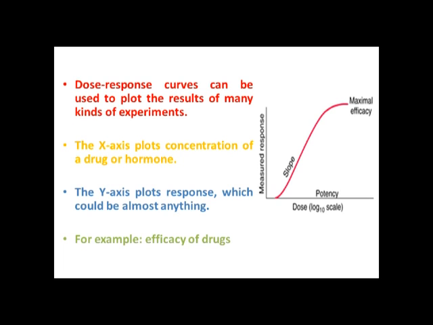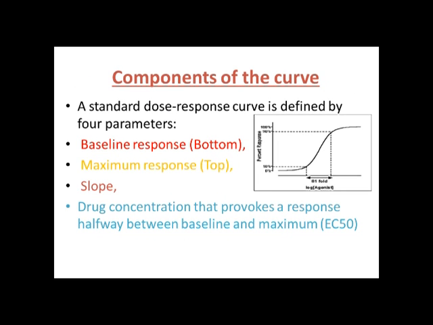Now this curve here has a logarithmic scale, this is the percentage response and that's the dose. What you can generally appreciate from a curve like this is that it has a top portion, the topmost part. That's what is called the maximum response achieved. Then you have the lowermost part, the baseline response, also called the threshold.